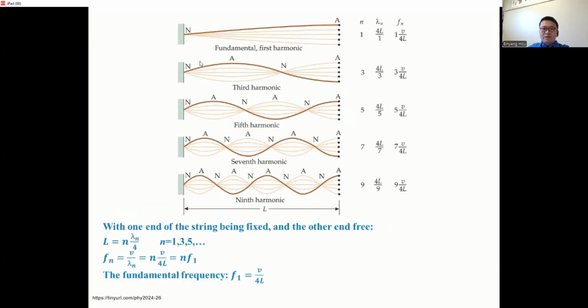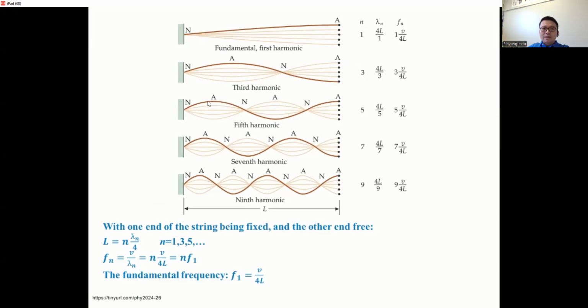For the second one you could have, this is a node, and then this is an antinode on the other end. So you can add a node in the middle, but then it will create an antinode there. So this is 3/4 of the whole wavelength. This is the second harmonic you can create, but because this is 3/4, we actually call it the third harmonic, or in that case, n is equal to 3.